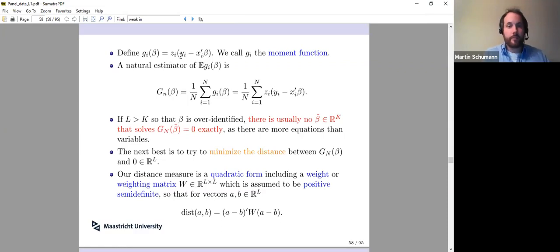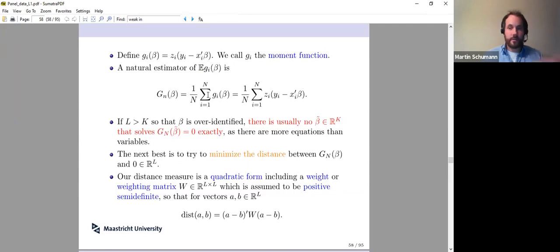Now, if we want to estimate the expectation of this, this is simply our moment condition. If you look at the expectation of g_i, this is simply the expectation of z_i times u_i. That's our moment condition. And again, by the analogy principle, when we estimate a population mean, a population average, we do that by replacing the expectation by a sample average. So that's a very clearly natural estimator using the analogy principle.